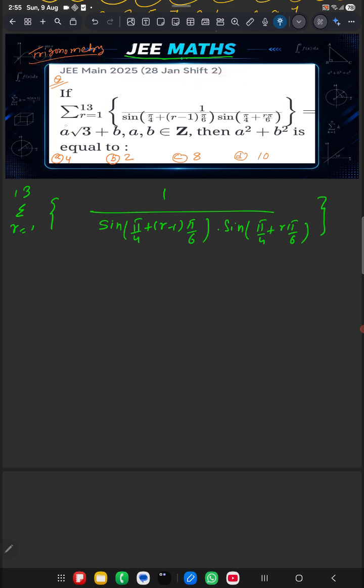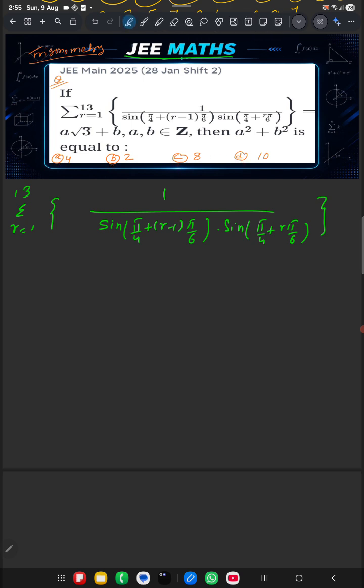This is the question. Summation r equal to 1 to 13 of [1 upon sine of (pi by 4 plus (r minus 1) pi by 6) into sine of (pi by 4 plus r pi by 6)] equals a root 3 plus b, where a, b belong to Z, that is the integers. A square plus b square you have to find. These are the options. Choose from.